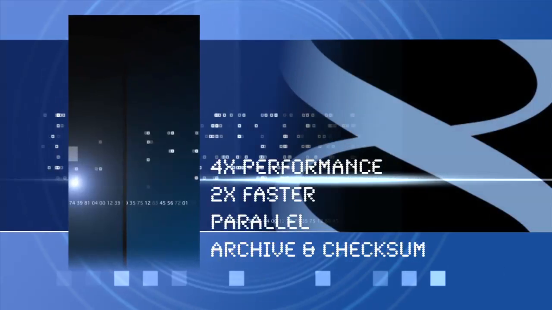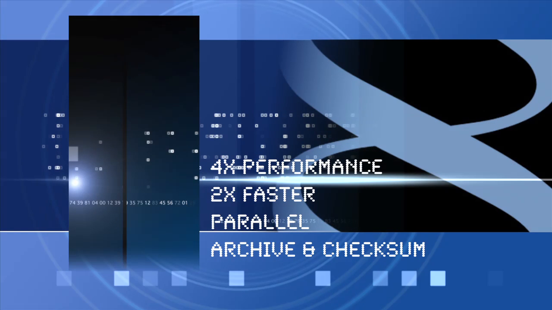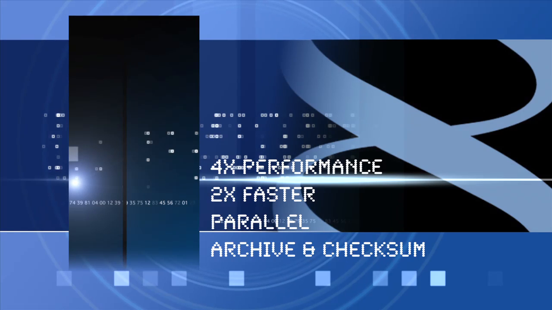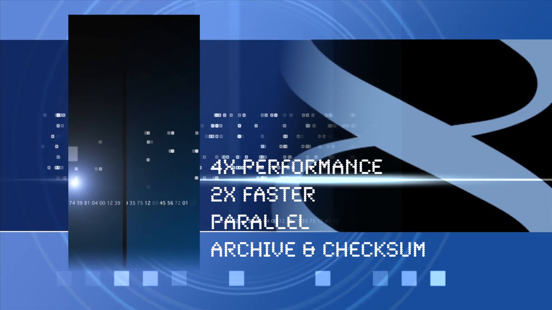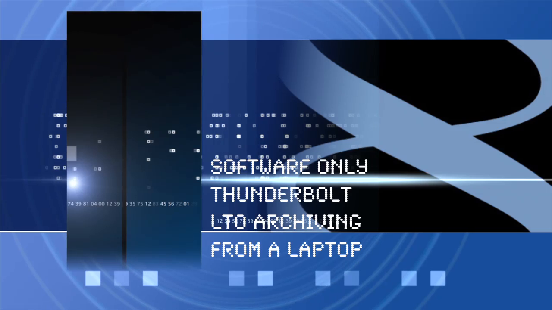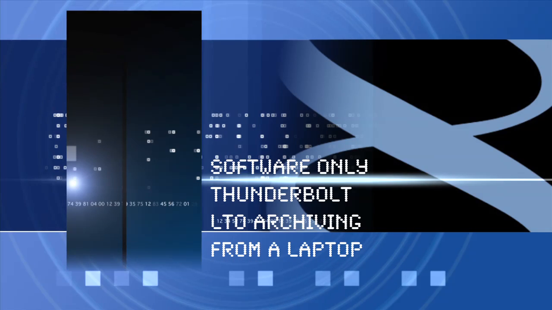Beyond the user interface, DNA Evolution can archive at 4x the performance of offloading to a hard drive. This is because LTO can archive at 2x the speed of a hard drive, and DNA Evolution can archive and checksum at the same time. DNA Evolution has also recently introduced a software-only Thunderbolt version, making it possible to archive in the field using a MacBook and an LTO tape drive.